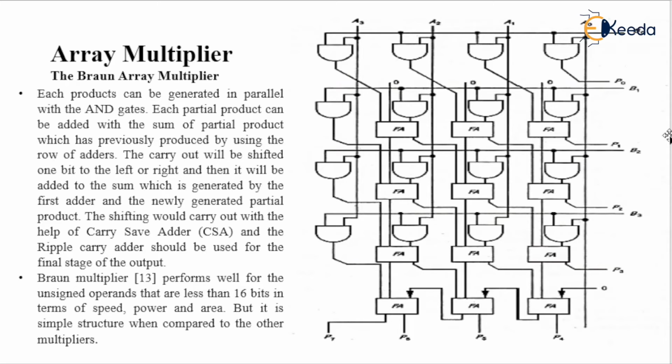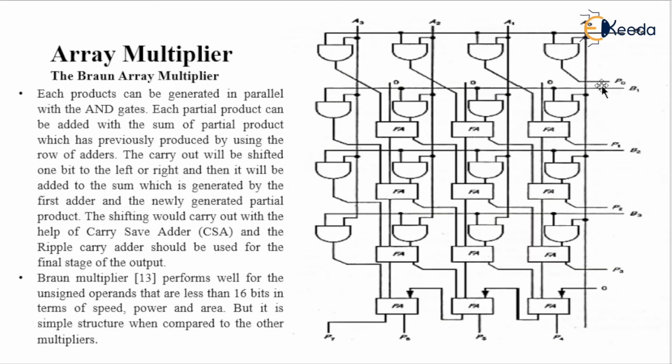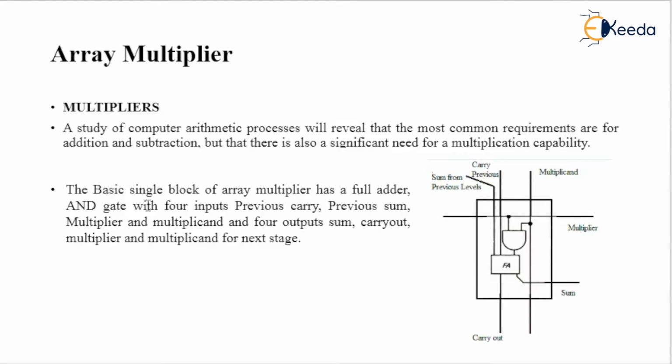And in the B register I have to load the multiplier factor. The multiplier is 1010, so B3 should be 1, B2 should be 0, B1 should be 1, and B0 should be 0.